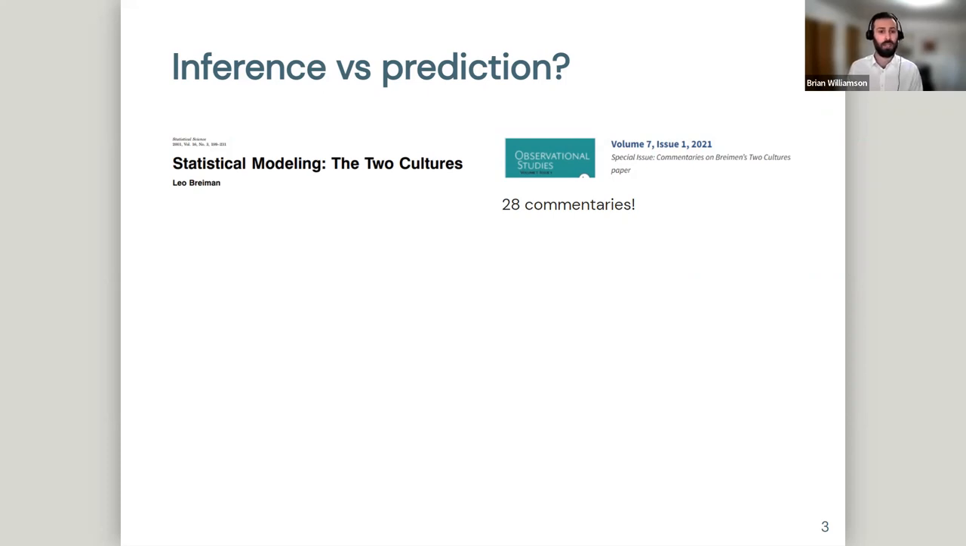Some key takeaways from the commentaries came out for me. One thing is that tools that were originally developed in causal inference can help to bridge the gap that Breiman saw between traditional statistical inference, based on potentially really restrictive population models, and machine learning, which makes no assumptions about the population.